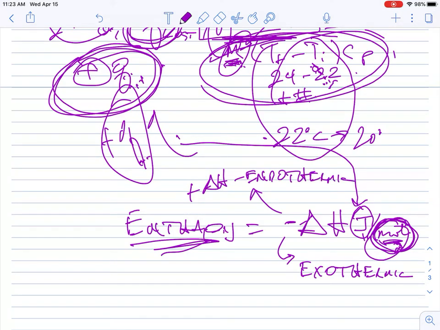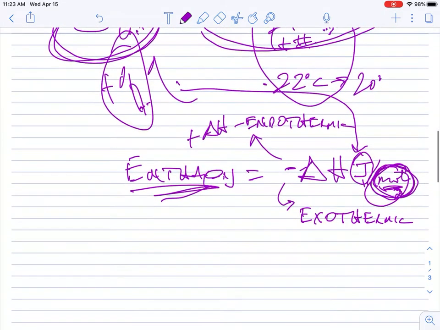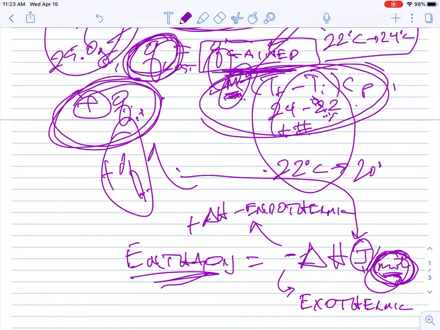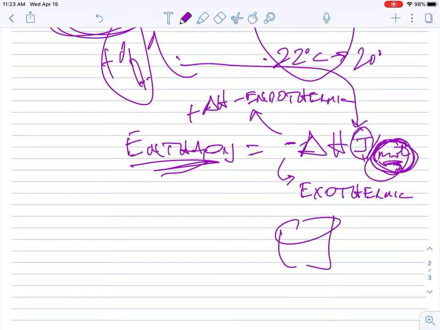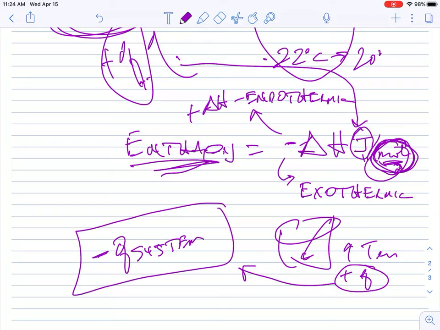So this is where the magic happens. If you go back up to where we started, you dropped something into a container of water, dissolved salt, and you increase the temperature. That means Q for the surroundings is going to be a positive value. So that means Q for the system is going to be a negative value.